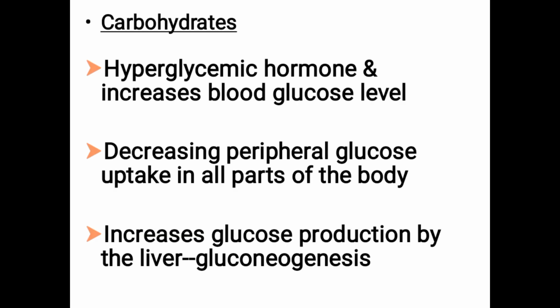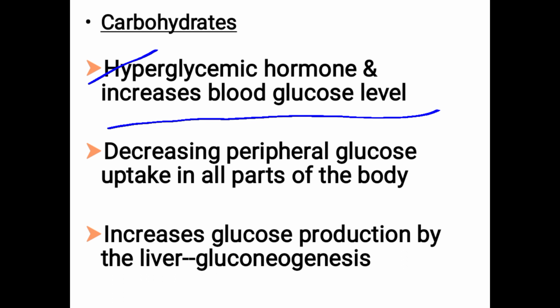Next, coming to the metabolic function, the important one is metabolic because it is a glucocorticoid. The name itself indicates it: gluco means glucose metabolism. So on carbohydrates, the first one is a hyperglycemic hormone. Hyperglycemic means it increases the glucose in the blood. Increase the blood glucose level.